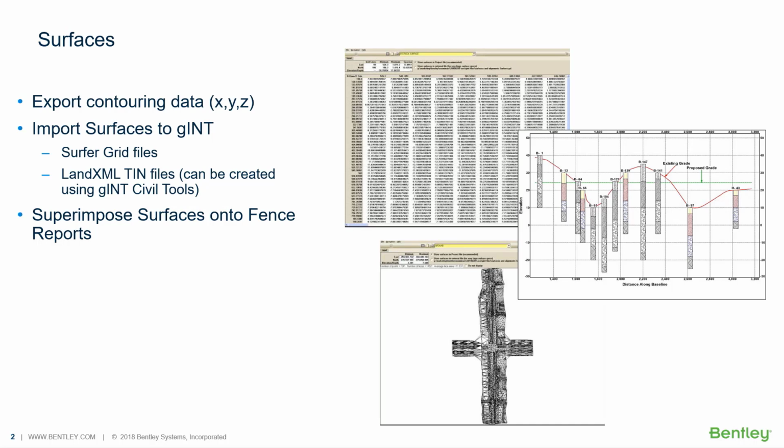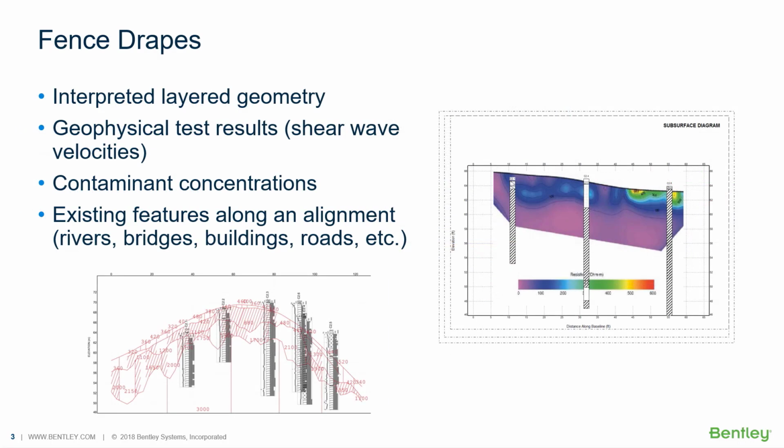Now, with gINT you can also export contour data. All right, so you can export the contour data of your project, or even import the surfaces to gINT, that is your LandXML TIN files. It can be imported in gINT Civil Tools, or even you can import surface grid files and also superimpose your surfaces into fence reports. And fence reports is another functionality that is available in gINT, where you can use interpreted layered geometry. You can use your geophysical test results and also show existing features along any alignment.